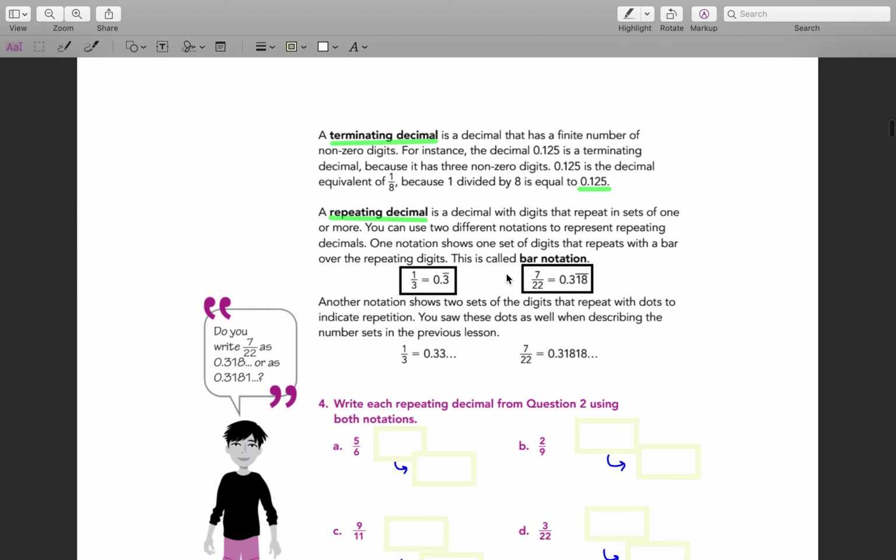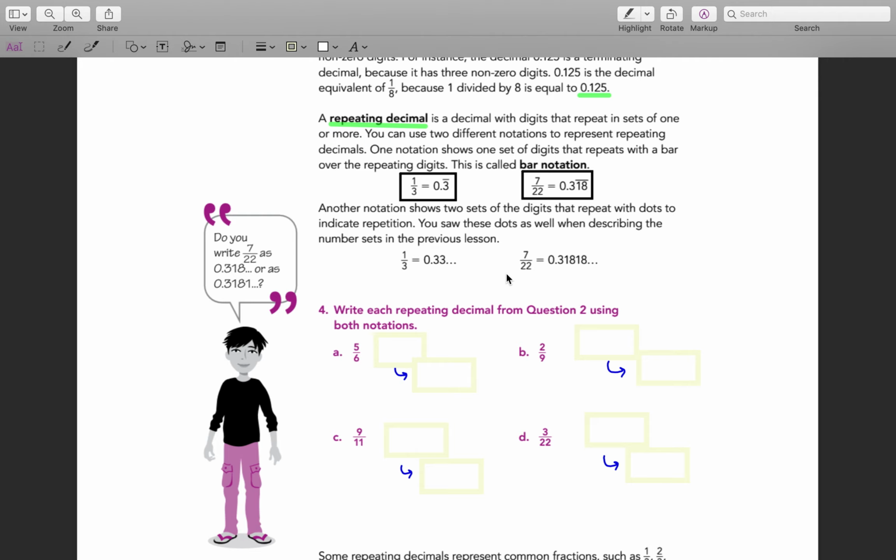It says write each repeating decimal from question 2 using both notations. We did this example on pages 24 and 25, but 5/6 we got 0.833, but only the 3 is being repeated. Notice how 8 is not being repeated, so we're just going to write 0.83 with the bar on top of the 3 only. If you put a bar on top of the 8 as well, that means 8 and 3 are being repeated. But since we only want 3 being repeated, it's 0.83 with the bar on top of 3 only.